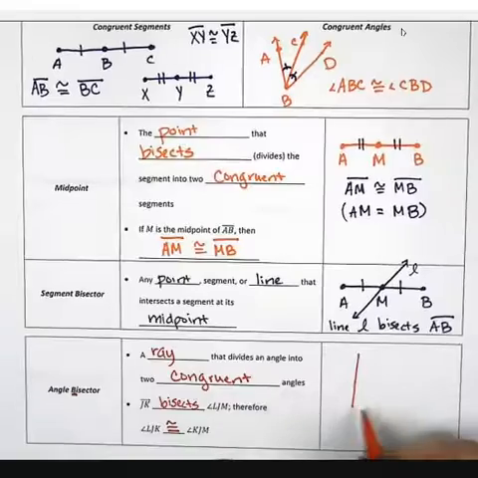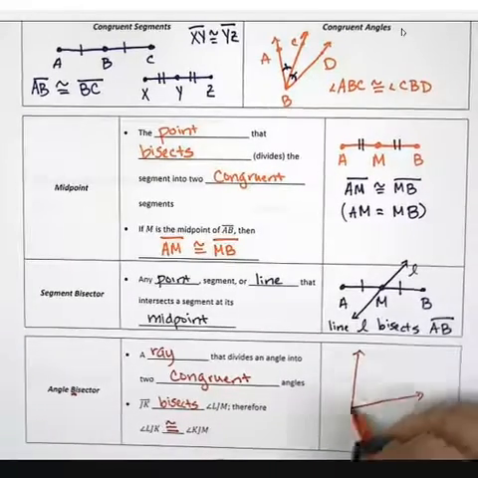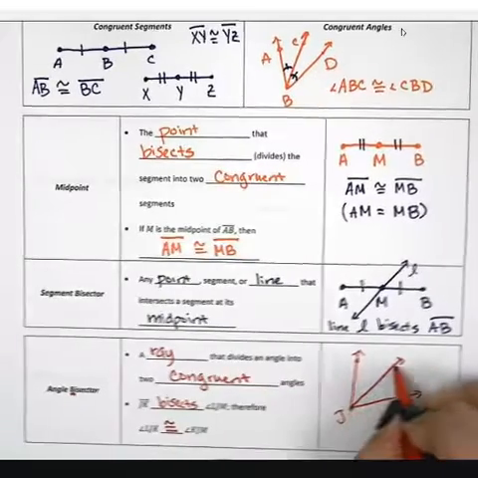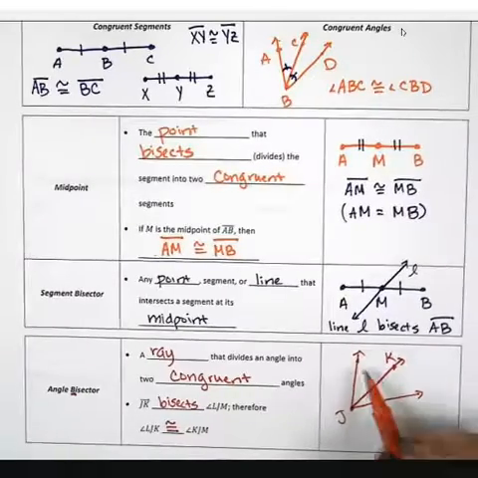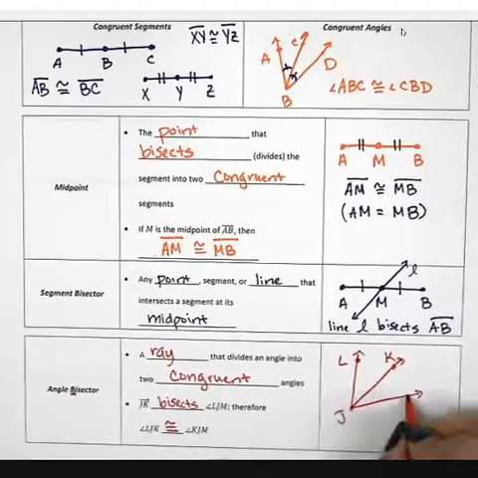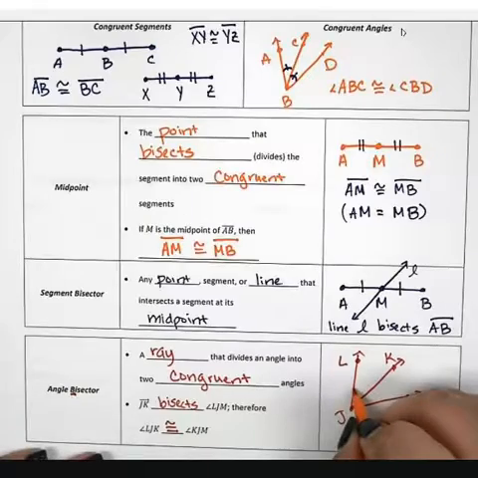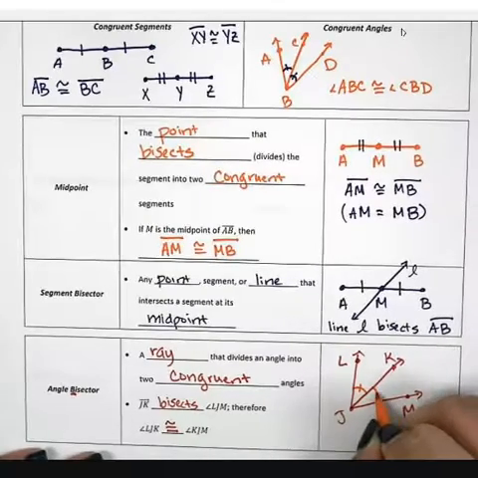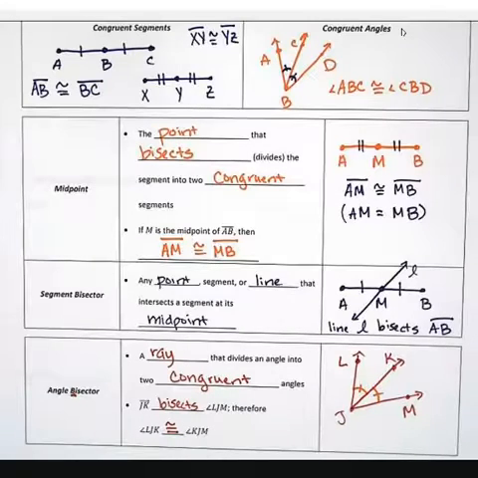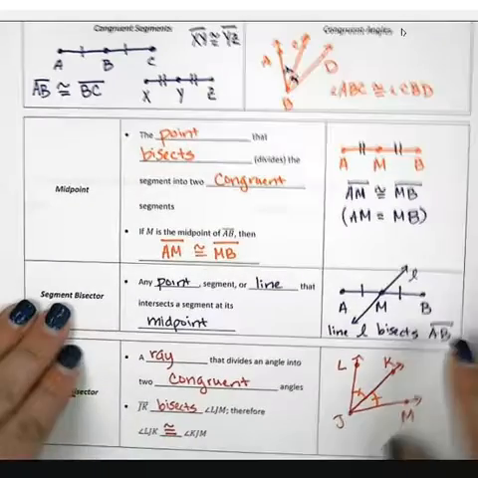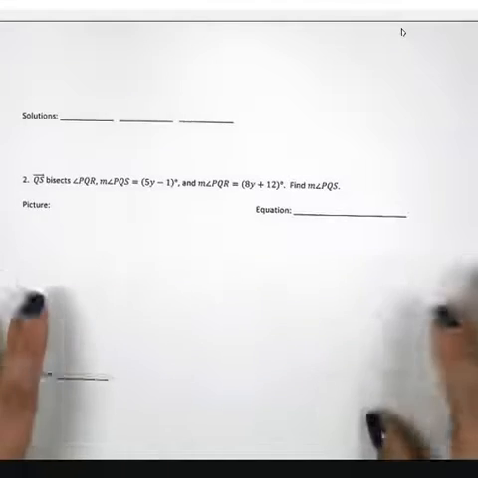So if we were to draw a picture of that, we know that JK is bisecting angle LJM. To show that we know that's a bisector, we have to put those arc marks. So if you put a swish here and a swish here, then we show that those are congruent to each other. Without those arc marks, you're not showing me that that's a bisector. You're just telling me that K is on the interior, and that's different. All right, so make sure you've got those marks in there too. We're going to do two quick examples.